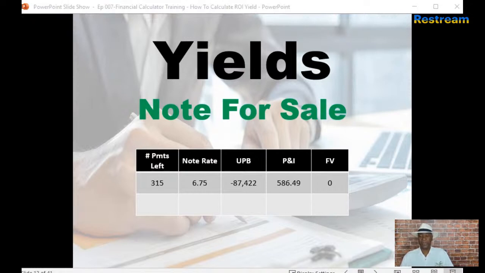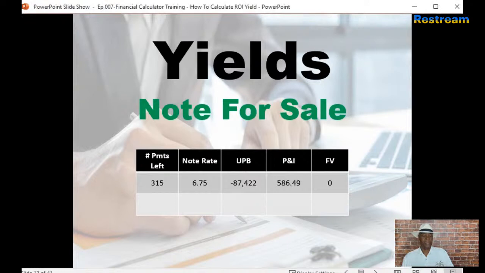And yeah, if you guys want to follow along, you can plug in the 315 under the N for number of payments. You plug in the 6.75 under the I. The PV is 87,422. And then the PMT is 586.49.